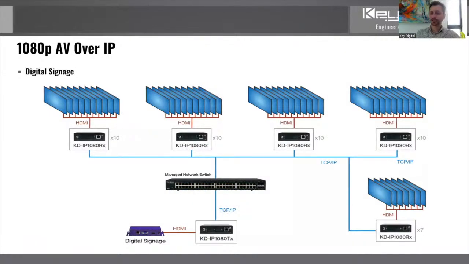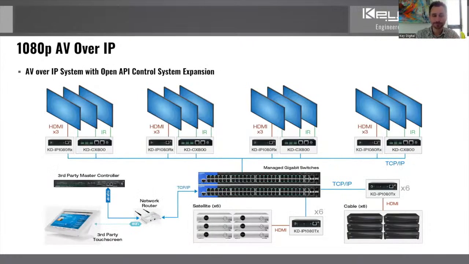Here is a digital signage application where you take your digital signage player and you're sending it to 10, 20, 30, 47 displays. And that fills our 48 port switch, which we could go beyond if we need. But because there's no routing, because every display is viewing that same source, you don't even need a control interface. You don't need to reroute any signals because there's only 1 source.